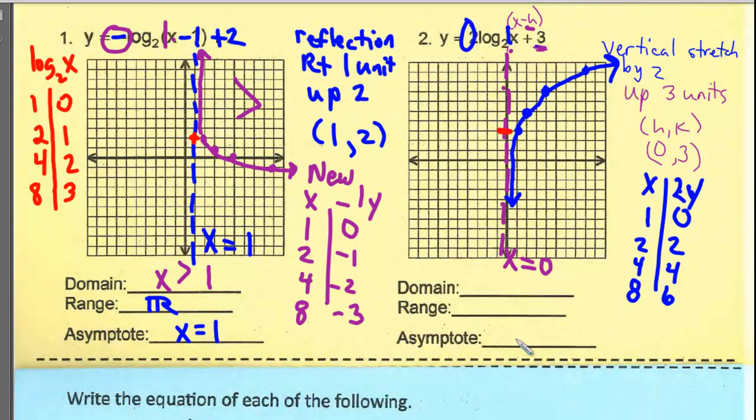And we've already said that the asymptote was x equals 0, but what is the domain? Well, let's look at it. Our graph is to the right. Those x values are getting bigger. x is greater than 0 is the domain, and the range is all real numbers.